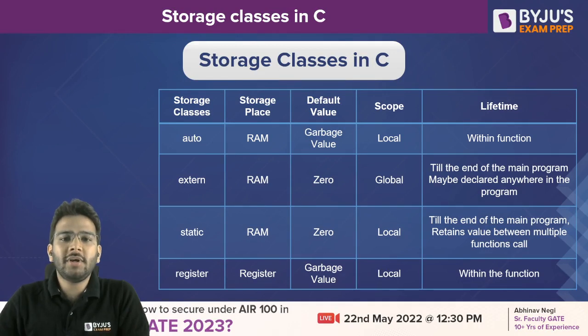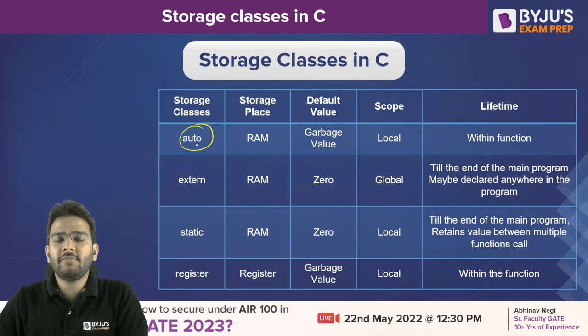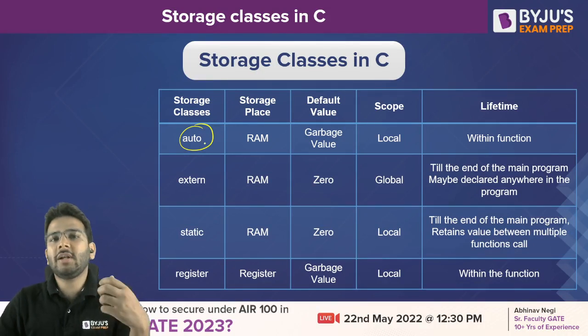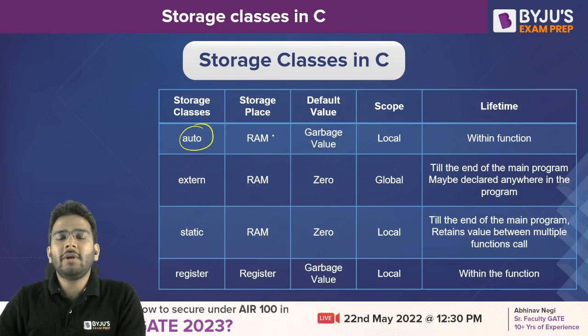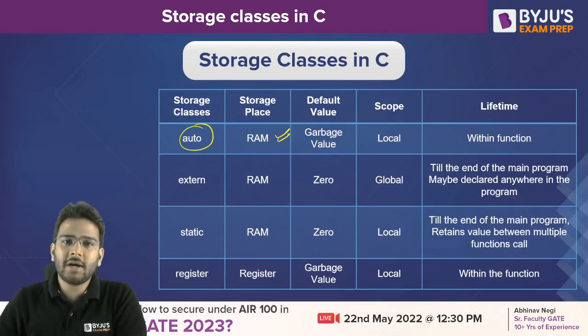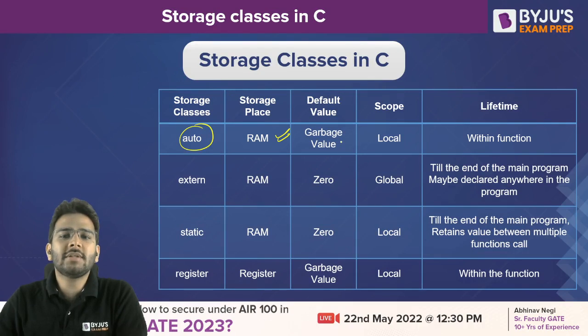So for automatic, we use the keyword auto. By default, even if you are not using it, it is still going to be auto only. We are going to see many examples also. In the storage place, whenever we declare any variable as auto, it gets space in RAM, that is your main memory, where the program execution happens. And the default value: suppose you are writing auto int x; that means you are not initializing the variable. In that case, it will have some garbage value. Garbage value means it can be anything, any random thing.